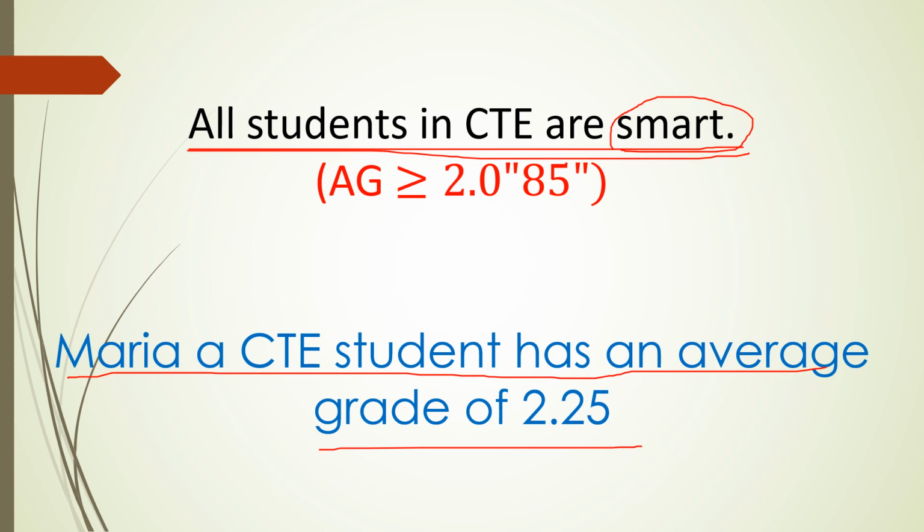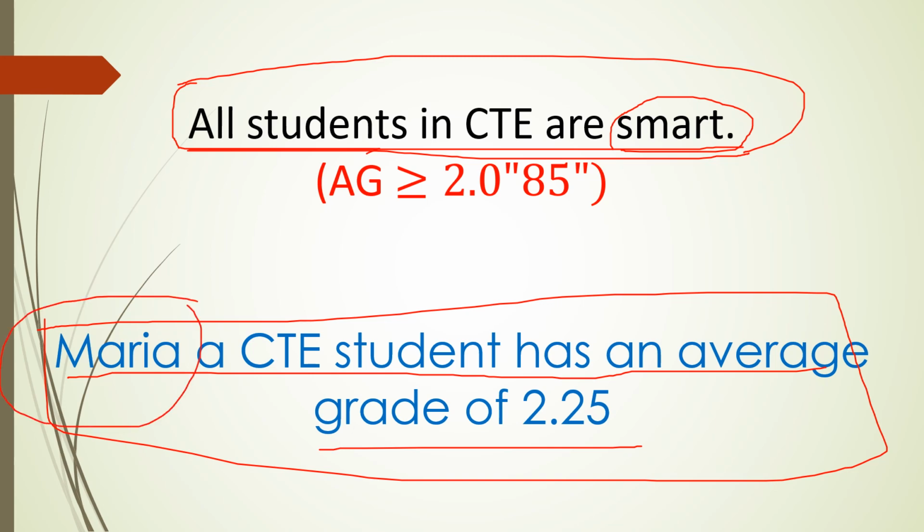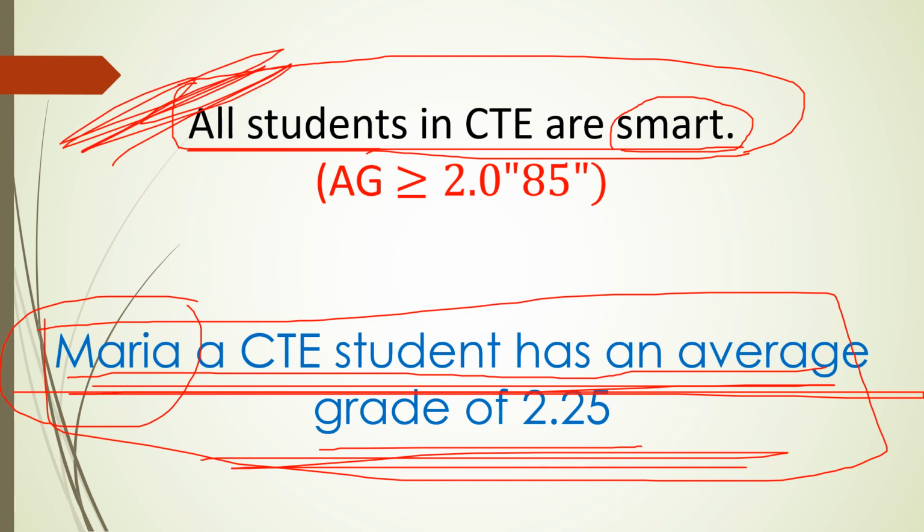Dahil sa example na ito, etong statement ngayon ay magiging false. Kasi nga, hindi naman pala lahat ng estudyante ng CTE ay smart, because there is one student, which is Maria, na may average grade na 2.25. So this one now is called a counterexample. Ang counterexample ay isang example that will make the entire statement false. So, ito yung statement natin.